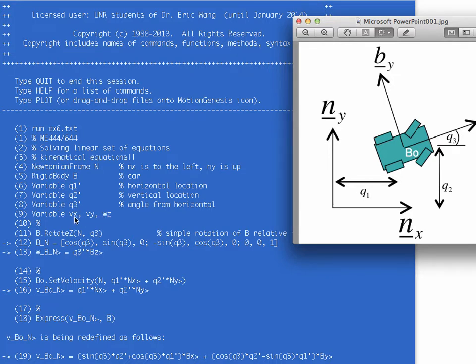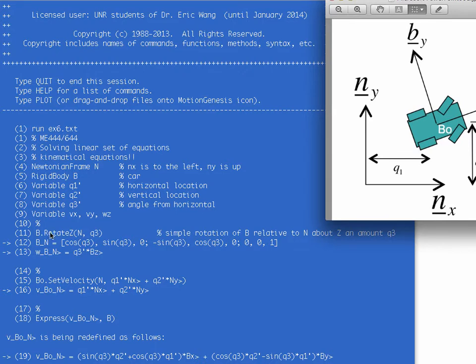And vx is going to be the velocity in the bx direction, vy is going to be the velocity in the by direction, and omega z, wz, will be this yaw rate about the vertical axis. Okay, so I'm going to set this up. So I'm going to go ahead and rotate. I'll do a simple rotation, B rotates in z.